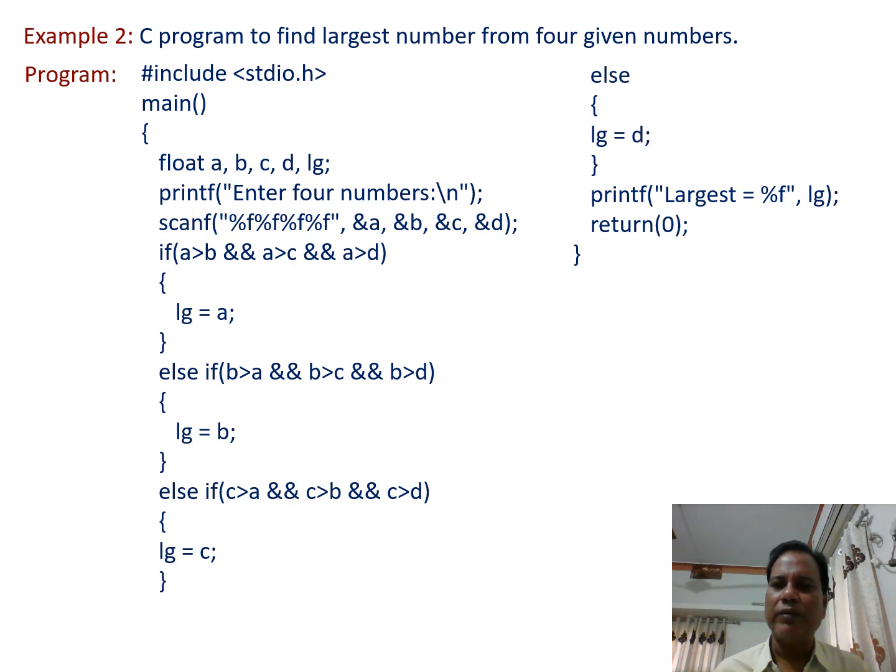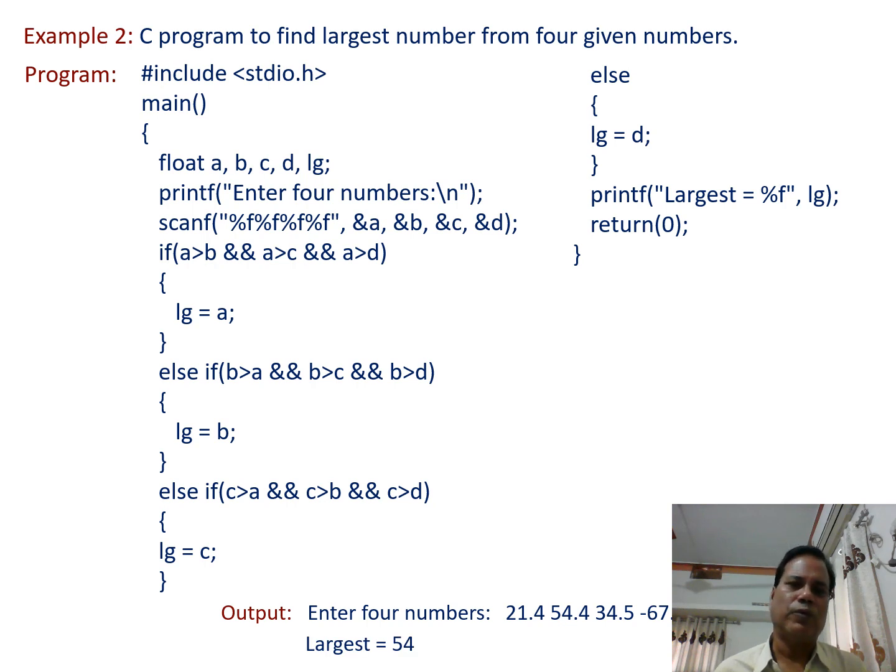What is the value of LG? That gets printed at this point. And when the program is run, we get the output: Enter 4 numbers. If we enter 4 numbers like this and press the enter key, we find that largest is equal to 54.